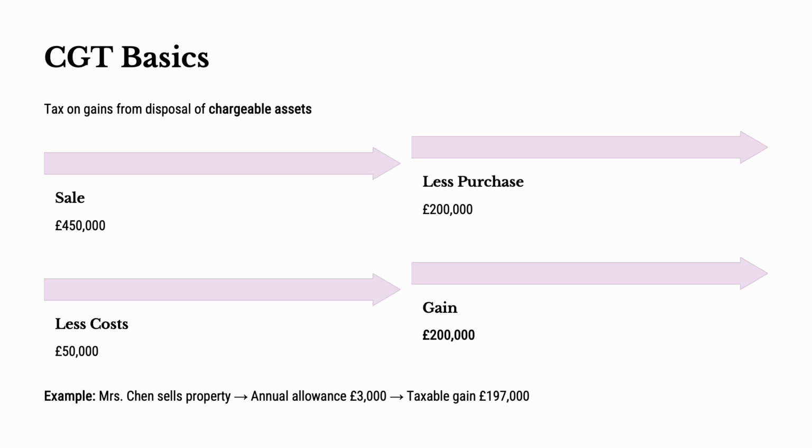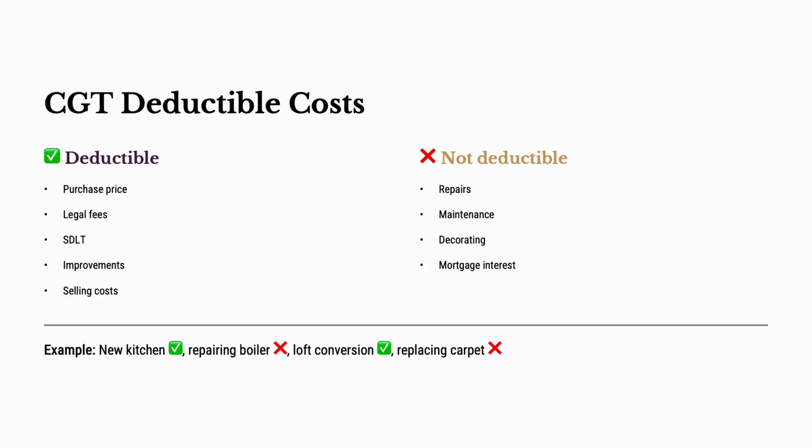So Mrs. Chen's taxable gain is £197,000. She shall pay CGT on the £197,000. The rate depends on whether she is a basic rate or higher rate taxpayer, and whether the property is residential or commercial. The residential property rates are 18% for a basic rate taxpayer and 24% for a higher rate one. Basic 18% and higher 24%. And that's a substantial tax bill, which is why reliefs are so important to understand.